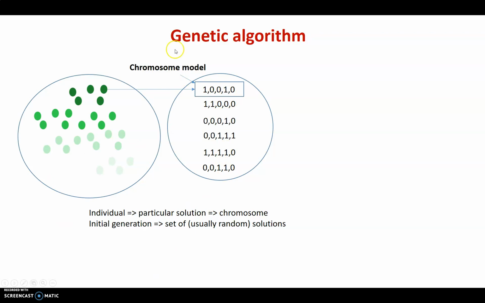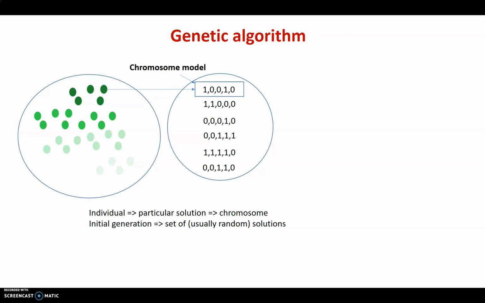So in the context of a genetic algorithm, an individual is the same as a particular solution. In this case, we have 6 particular solutions, and it's also a synonym of a chromosome. We call this a chromosome. So in order to set up a genetic algorithm, we need a model for the chromosome, a way to represent a solution to the problem. The chromosome model is the way to represent a particular solution to the problem.